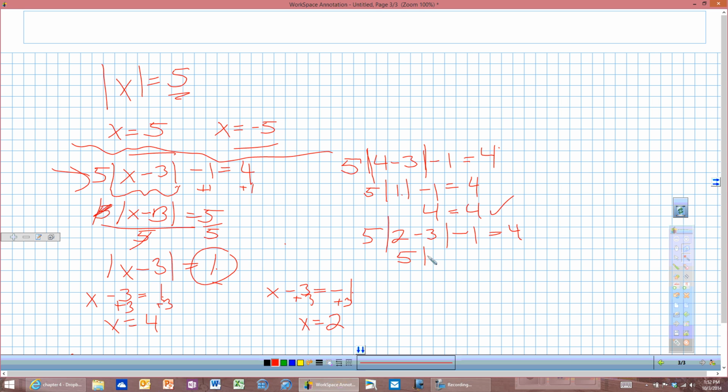And I have 5 times the absolute value of negative 1 minus 1 equals 4. Absolute value of negative 1 is still positive 1. So 5 times 1 minus 1 equals 4. And that works as well. Okay, so that's how you go back and check your answers.